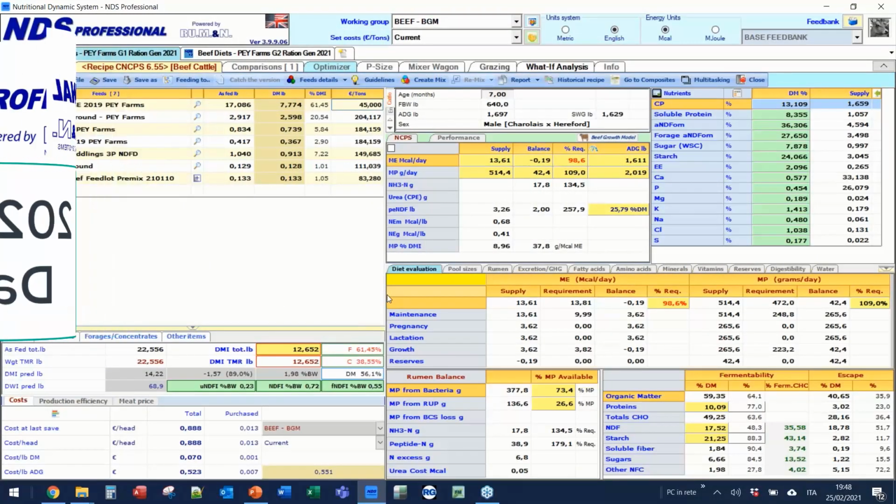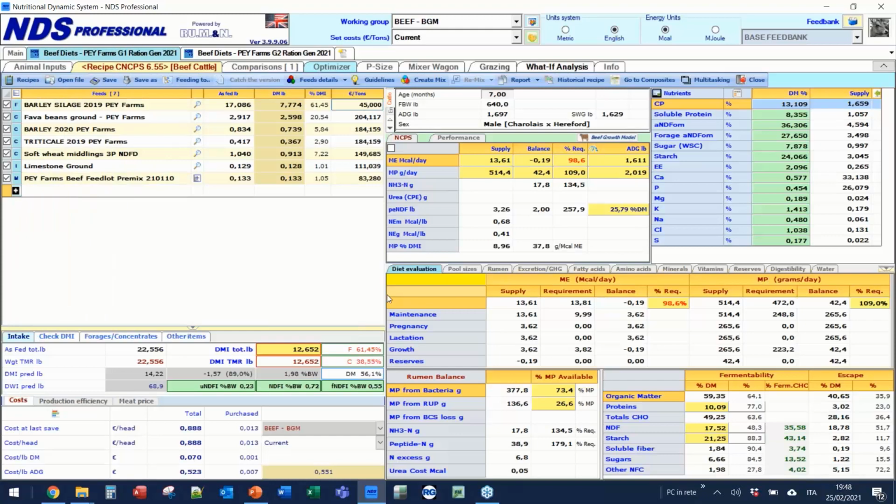There is an increasing interest in using the CNCPS model even in the beef industry, other than the dairy industry, as an alternative to the conventional tools designed to evaluate beef diet.